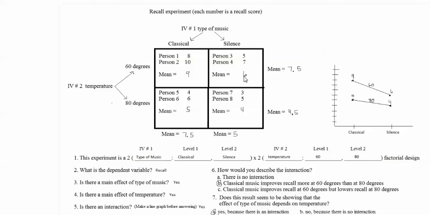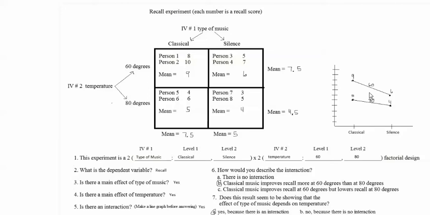In the first row, we have a difference of 3, because the difference between 6 and 9 is 3. And in row 2, the difference is only 1, because the difference between 4 and 5 is only 1. So since the difference is not the same in the two rows, there is an interaction. If we plot them in a graph, we can see that it's not parallel. And since it's not parallel, there is an interaction.